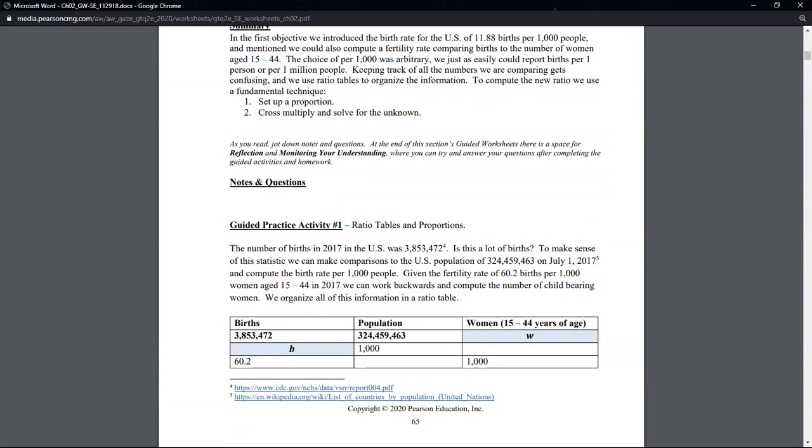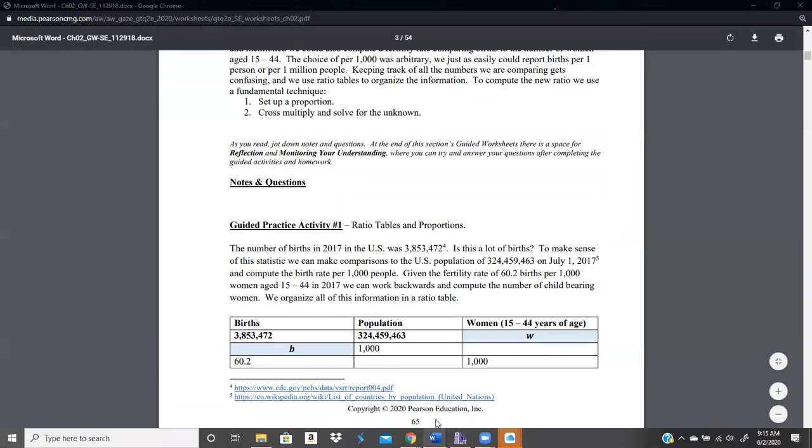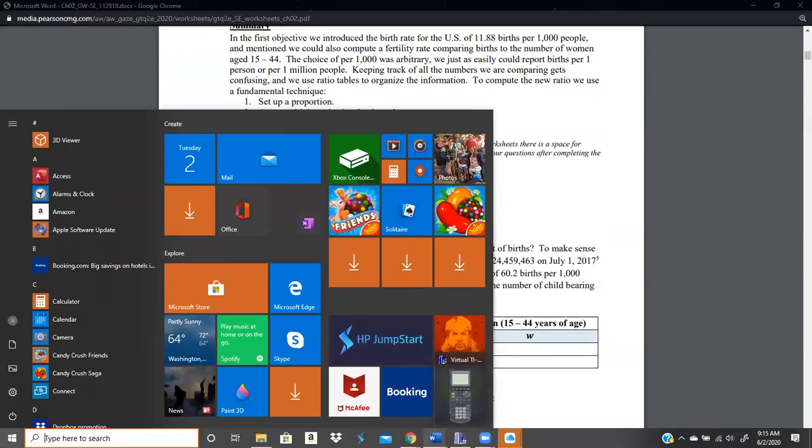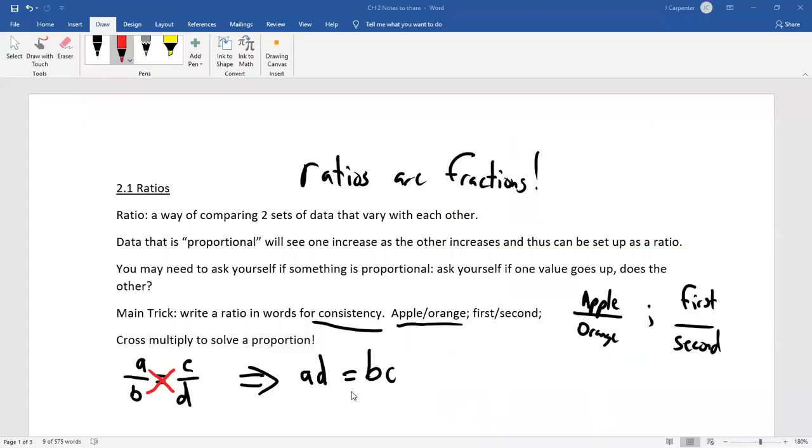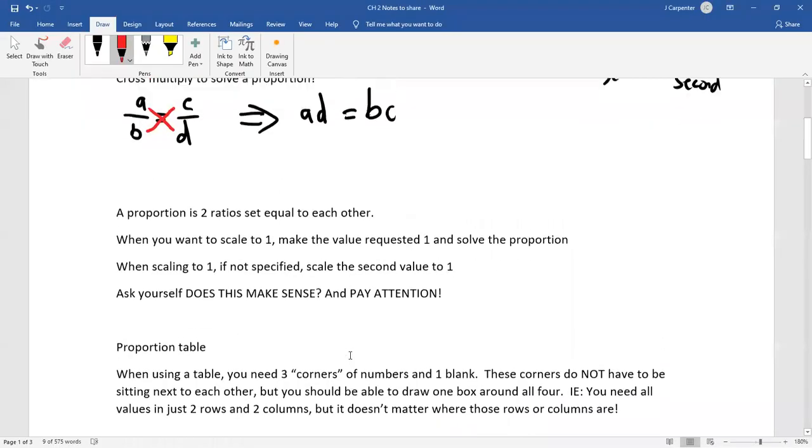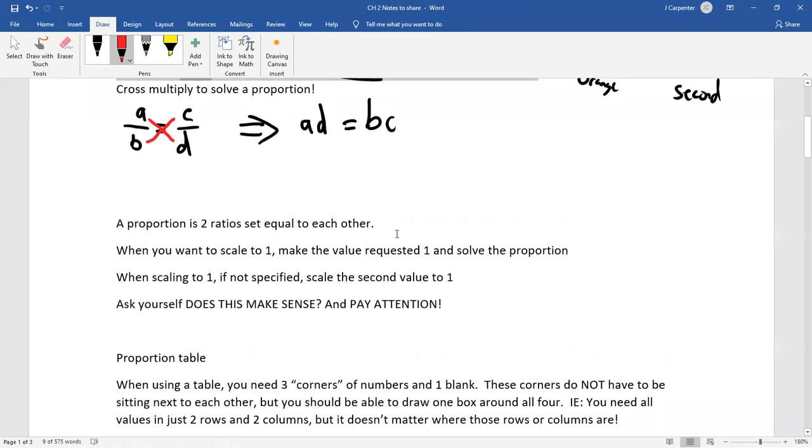But before we get into the activity, let's go back to our notes. And now when my Windows key doesn't want to work again, no, I said that. I have to use my Windows key. That's what I meant to say. And we still need to talk about the stuff before the proportional table.